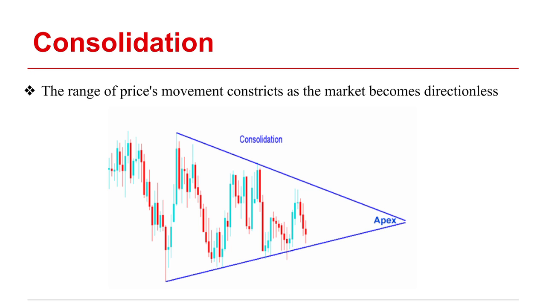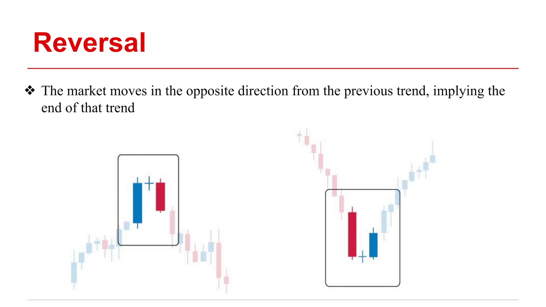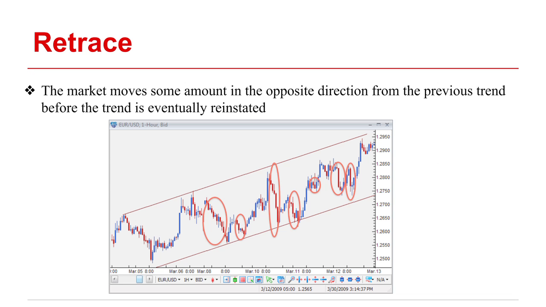Consolidation implies that the range of price movement is constricting as the market becomes directionless, or bears and bulls are balancing out. A reversal is a movement of the market in the opposite direction from the previous trend, and a reversal implies that that trend is over. So typically prices dip down to around the level where the trend began. Whereas in the case of a retrace, the market moves some amount in the opposite direction from the prevailing trend before the trend is eventually reinstated.